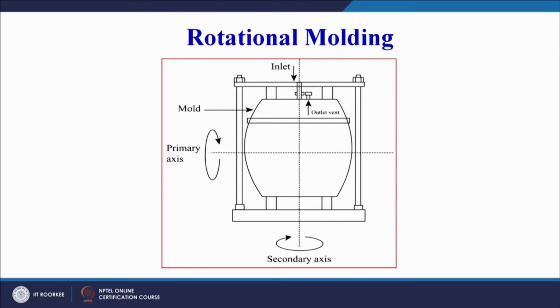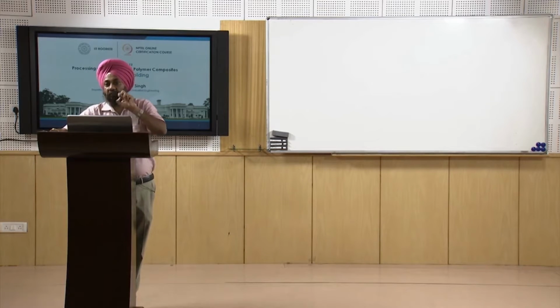Just to list them again: the number of rotations along both primary and secondary axis, the speed of rotation, the amount of raw material, and the heat input that we are giving to the mold. So these are the important parameters coming from this diagram that we need to control in order to make a good quality product.